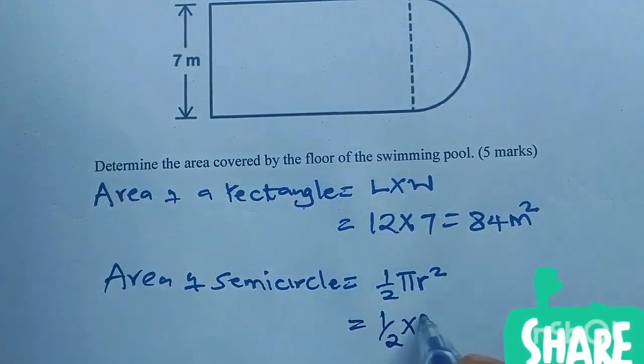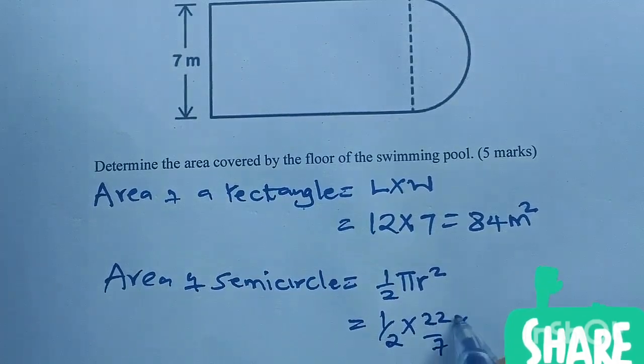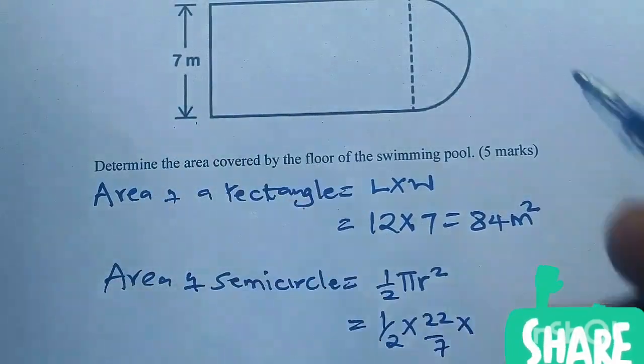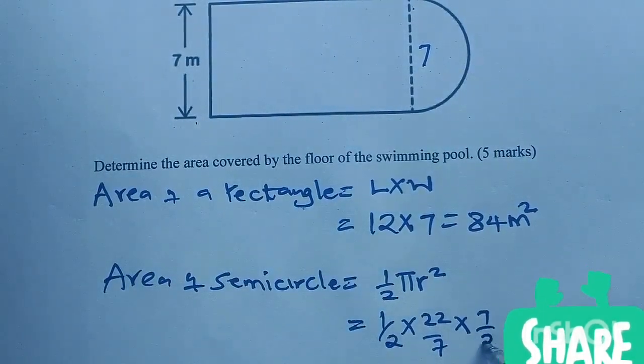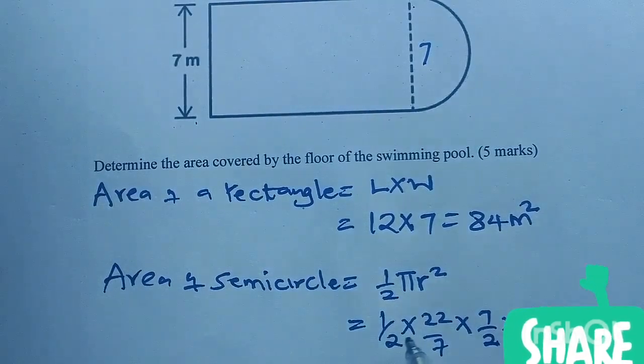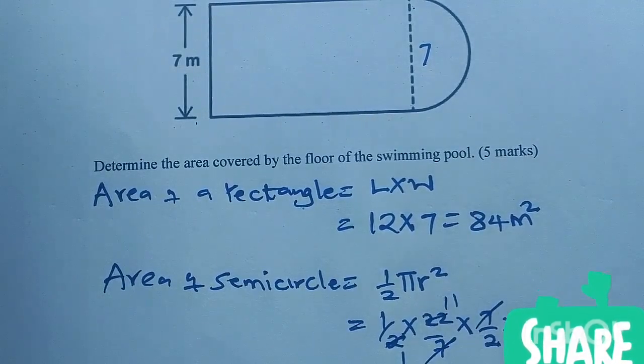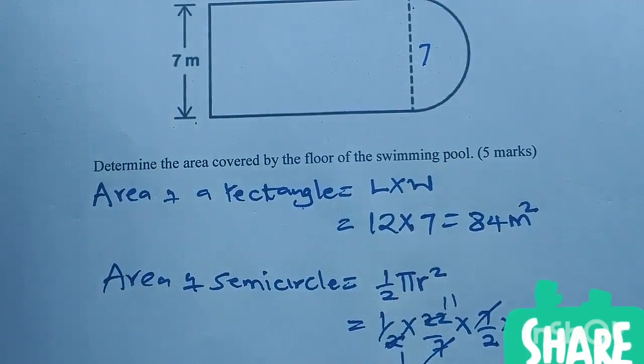A half times 22 over 7 times the radius. The diameter from here up to here is 7, so the radius is 7 over 2. A half times 7 over 2, 7 over 2 is the same as 3.5. Here 1, here 11, 7, 7. So this is 77 divided by 4.